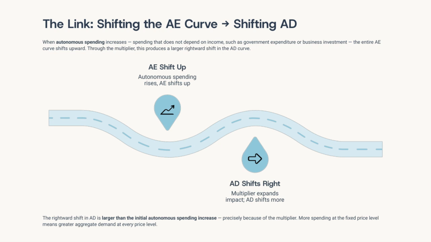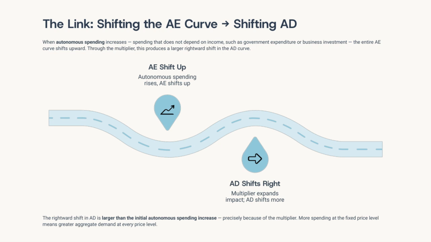So, when autonomous spending, like government expenditures or business investments that don't depend on income, rises, it causes the aggregate expenditure, or AE, curve to shift upward. And because of the multiplier, this upward shift in AE results in a much larger rightward shift in the AD curve. It's like a ripple effect. A small initial change in autonomous spending can lead to a much bigger change in overall demand.